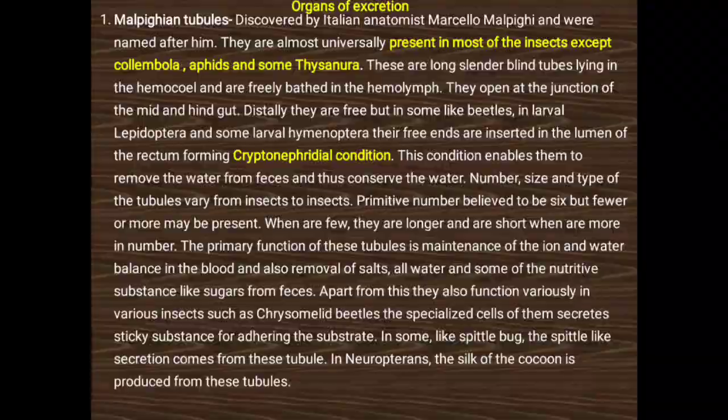Apart from this major excretory role, they play various other functions in different insects. In chrysomelid beetles, the specialized cells of these Malpighian tubules secrete a sticky substance for adhering to the substrate, and this is more prevalent in grubs of chrysomelids. In some, like the spittle bug, the spittle-like secretion comes from these tubules. In Neuroptera, the silk which covers the cocoon or the exuded pupa is produced from these tubules. So these are functions other than excretion.